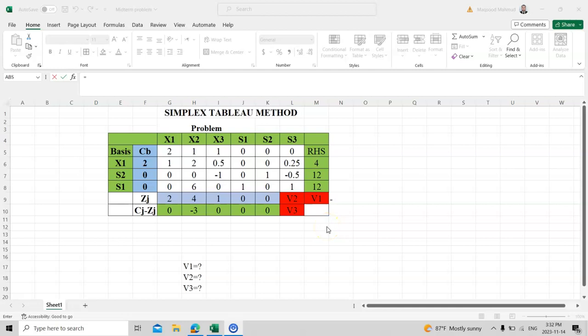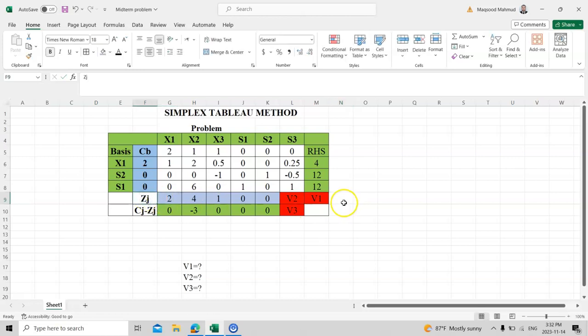Dear students, here we have a problem related to the simplex tableau method. In this problem, we need to find these red color items, which are V1, V2, and V3. Since we already know that Zj is basically the sum of the product, how can we find the sum of the product?